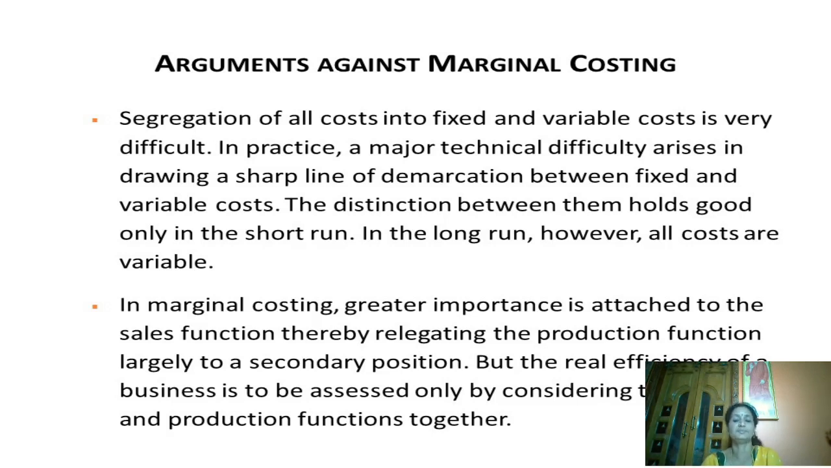is not advisable. The real efficiency of a business is to be assessed only by considering how much production is taking place and the production functions together. When all this is taken into consideration, we can know what the position of the company is and what is happening. Only by taking sales for everything, the sales is the criteria. The main criteria taken is sales, which is not advisable. So production also has to be taken into consideration. This also is one of the main drawbacks of marginal costing.